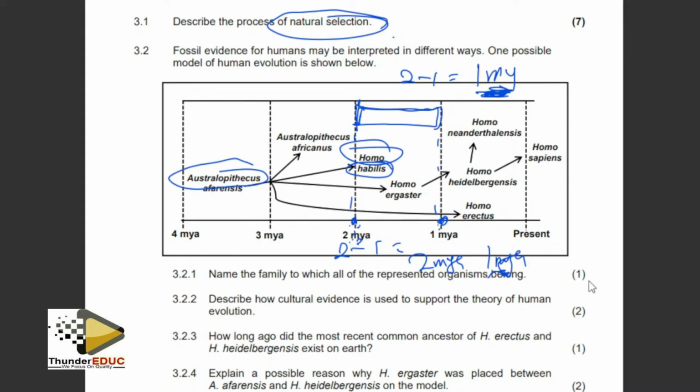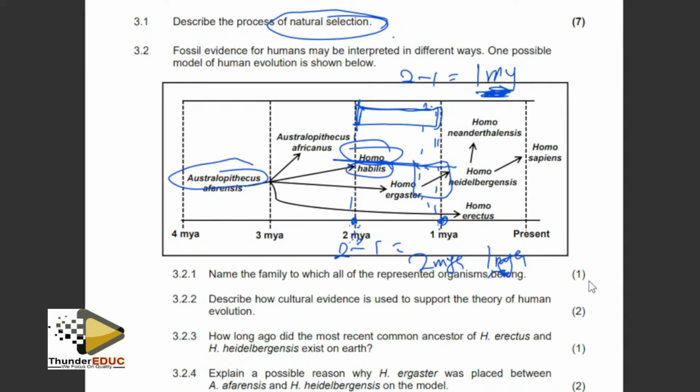Then, which species competed for resources? In this case, you'll find that if this species and this species existed at the same time, and you draw a line like this, they touch each other. It means they competed for resources. So maybe you'll say Homo ergaster and Homo habilis. It depends on the species which existed at the same time, but they must have a line where they touch each other.